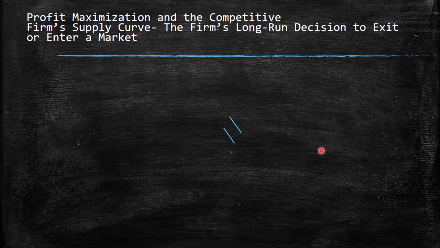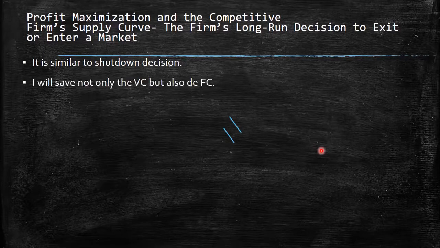Here, what we have is that we will save not only the variable cost but also the fixed cost. Because when you exit the market, you don't need to pay the rent. You don't need to pay the rent for land, for the shop, for the place that you're using for production.